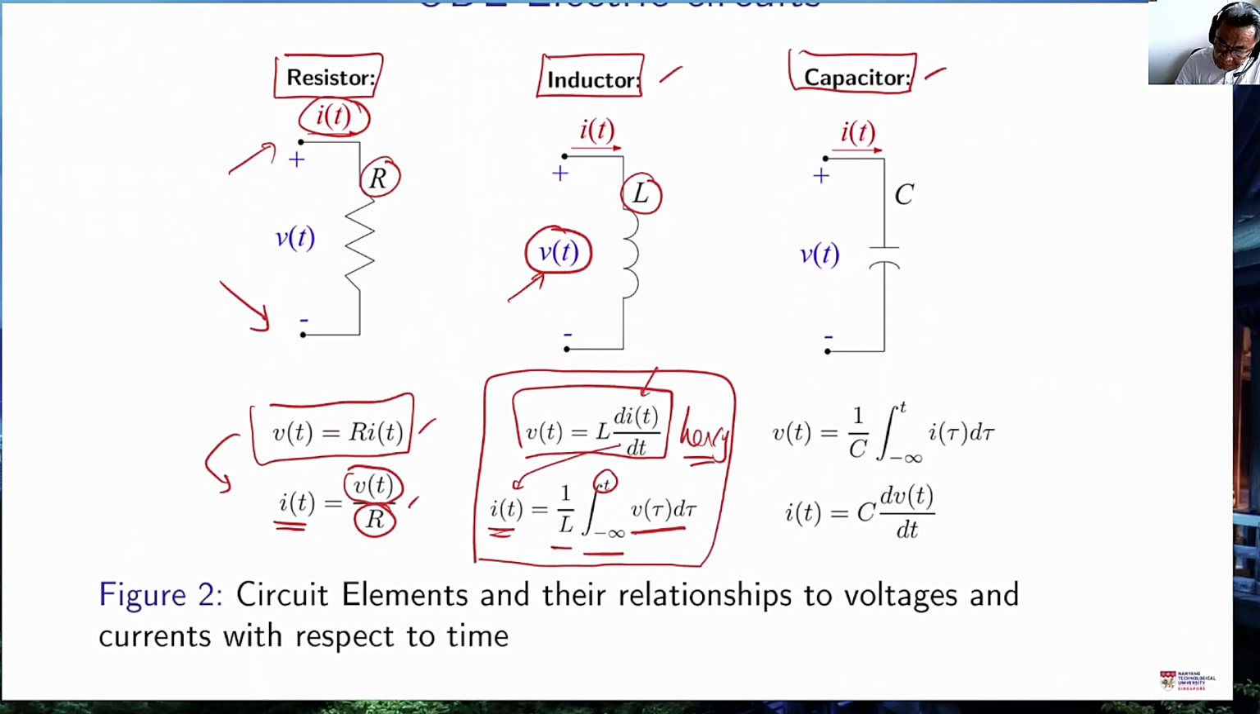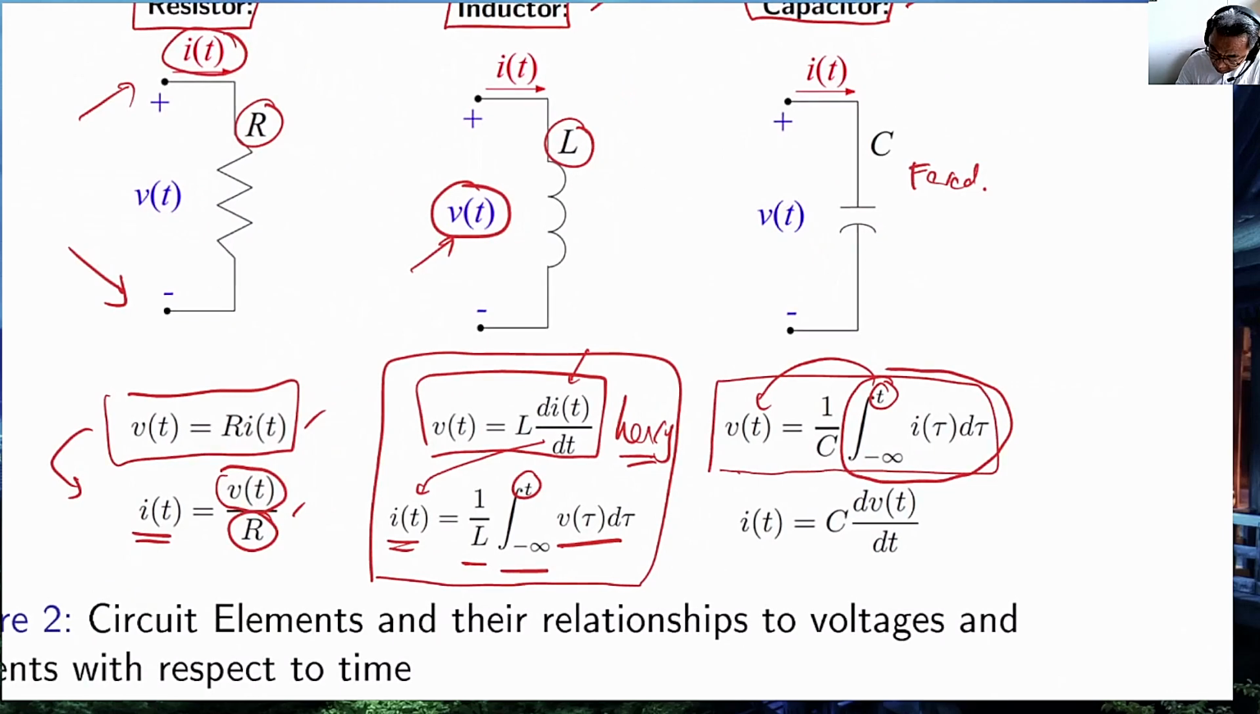Right, the last one is the capacitor. The capacitor also behaves differently. The voltage across the capacitor is 1 over C, where C is in farad, and it accumulates from negative infinity to the current time. So the voltage at that time is the integral from negative infinity to the current time of the current that has passed through, d tau. And if you want to find dv/dt, then you differentiate both sides. So it will be i equals C dv/dt.